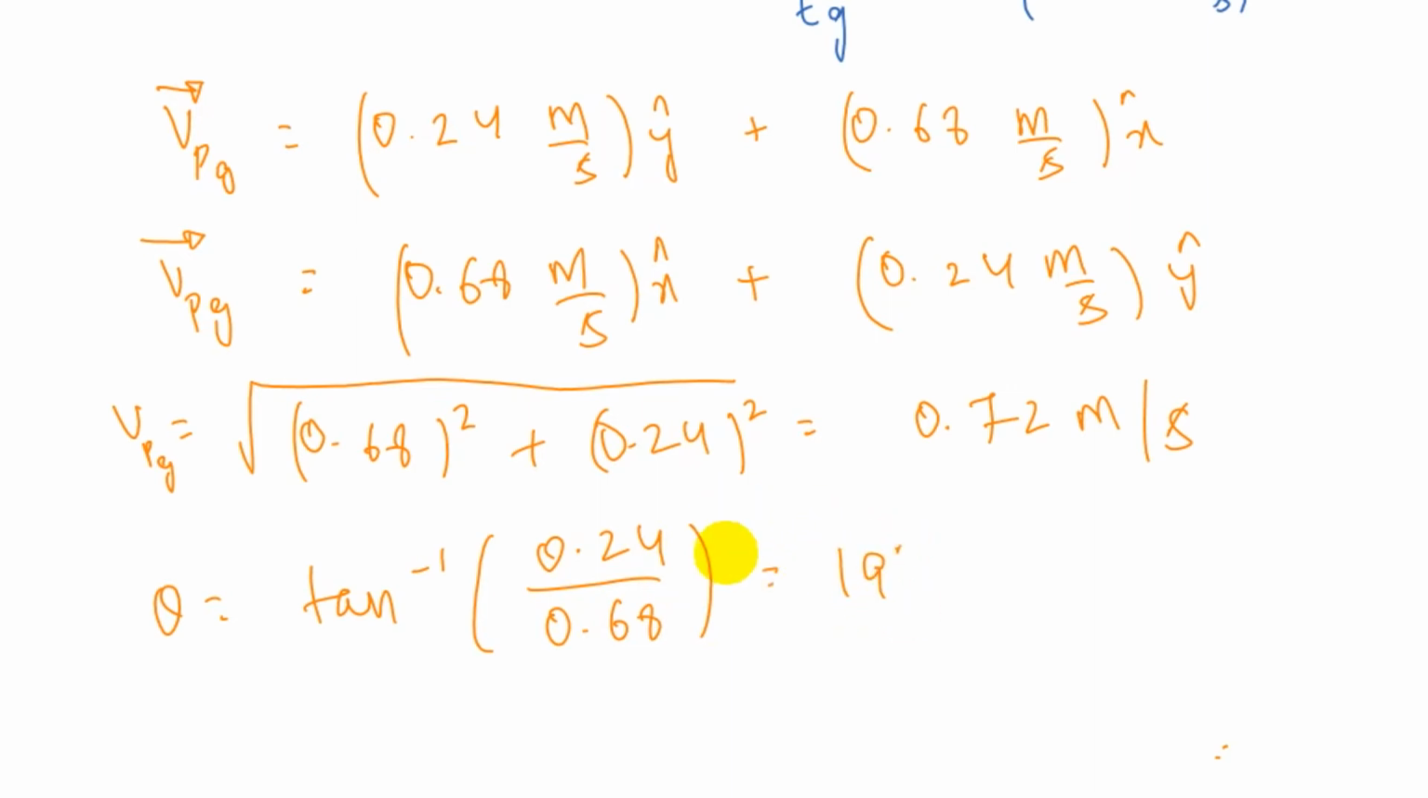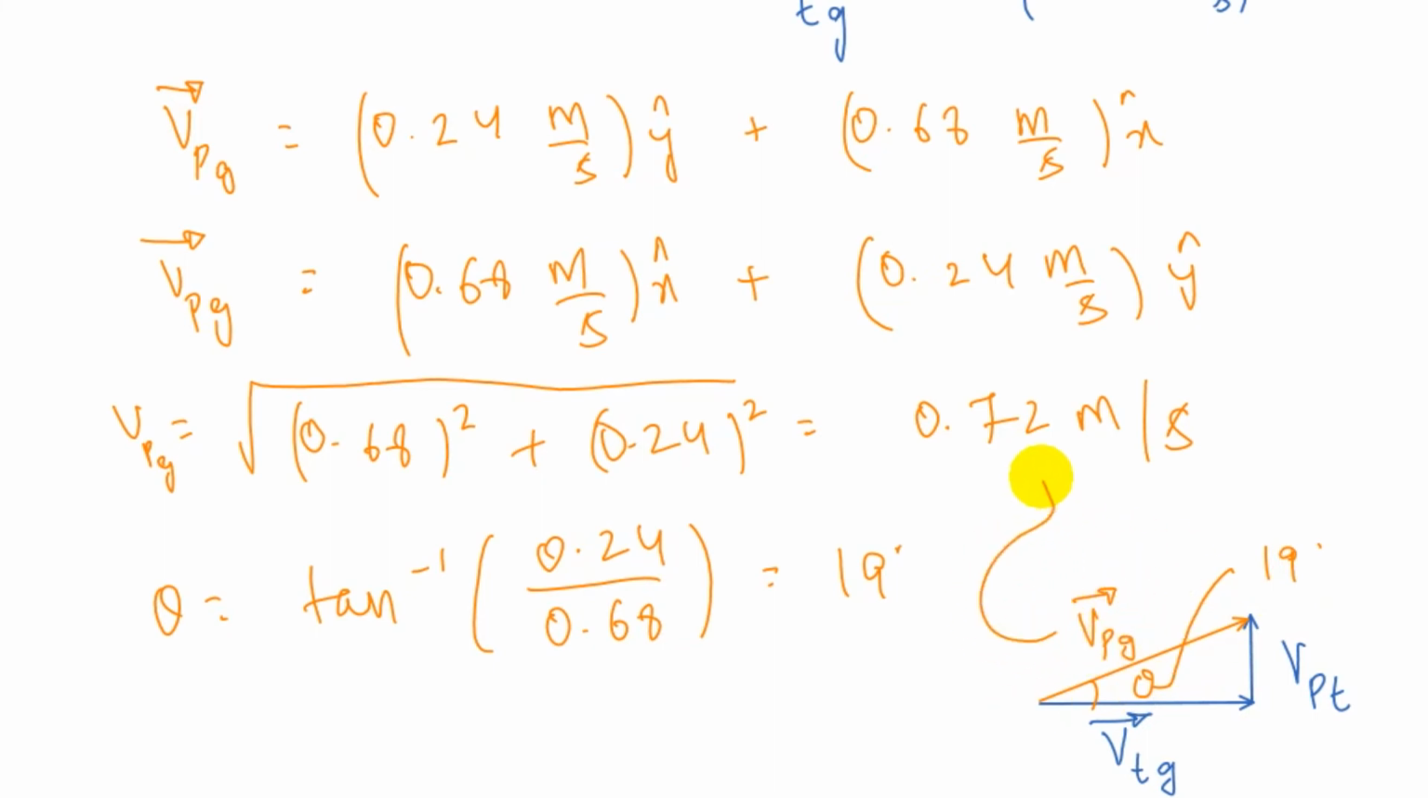And we can also show this vector addition graphically. So this vector shows the velocity of the train with respect to the ground, and this vector shows the velocity of the person with respect to the train, and finally its sum is shown by this vector, which is the velocity of the person with respect to the ground, and this angle is theta, which we have calculated to be 19 degrees, and the magnitude of this vector is 0.72 meter per second. So I hope you are clear with this.